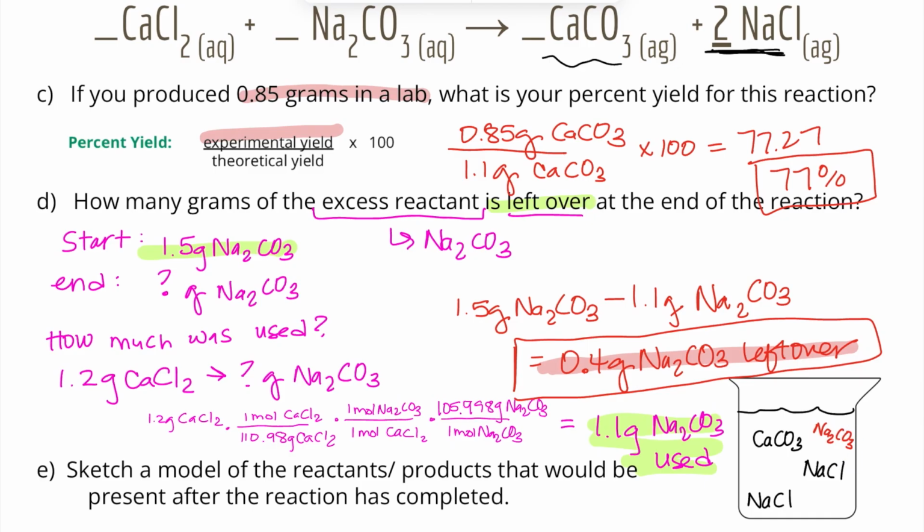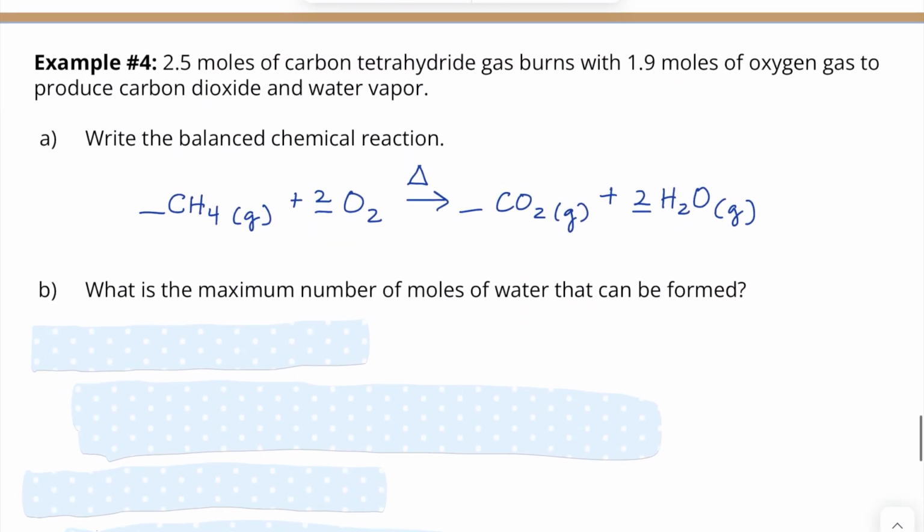All right. The next problem, feel free to go ahead and try this on your own. I'm going to just talk through it. I'm not going to do all of the calculations. There is a reaction for us to write. 2.5 moles of carbon tetrahydride gas burns with 1.9 moles of oxygen gas to produce carbon dioxide and water. So here we get our reaction. Our gases, oxygen's diatomic because it's an O2. You may not have included this triangle. That is indicating that something burns. If you left it off, it doesn't actually change your problem. So we have our balanced reaction. What is the maximum number of moles of water that can be formed?